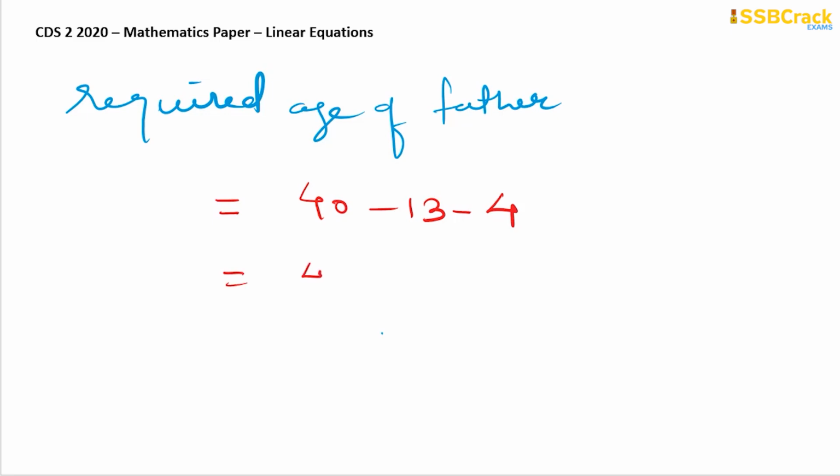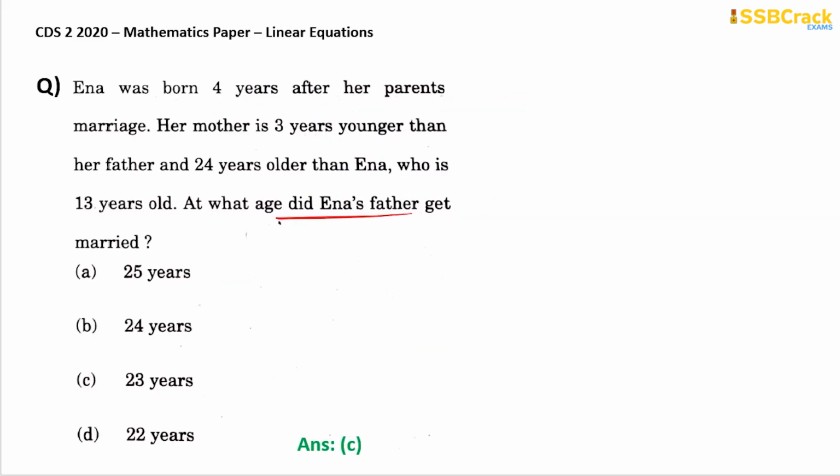So we get the required answer now: 40 minus 17 equals 23 years, and that was the age of the father of Anna, right? So Anna's father's age when he got married we found, and that is the answer. That's option number C, the right key for this particular question.